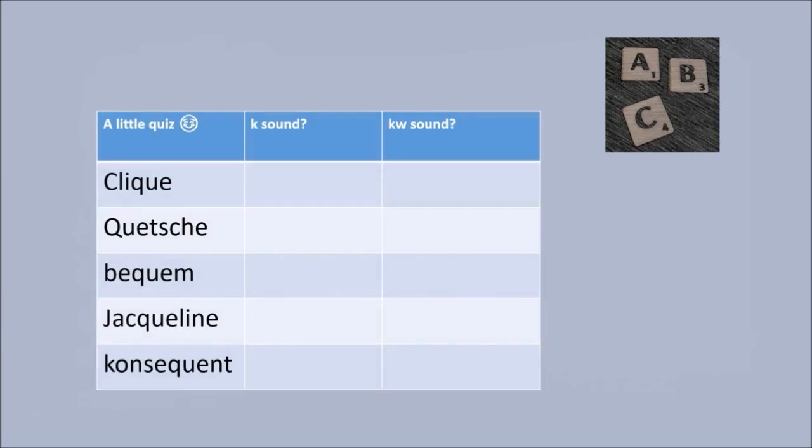Your turn. Is it a K sound or a Kv sound? If you're not ready, pause the video. If you are ready, this is what the sounds are. Clicker, Quetsche, bequem, Jacqueline, konsequent.